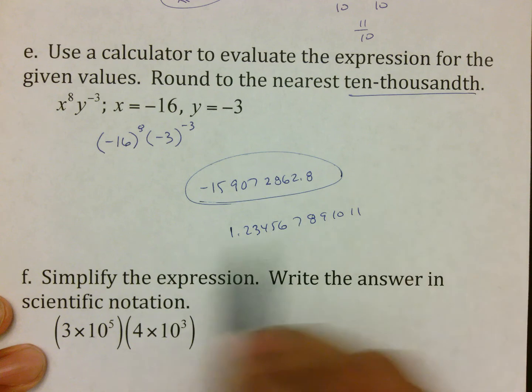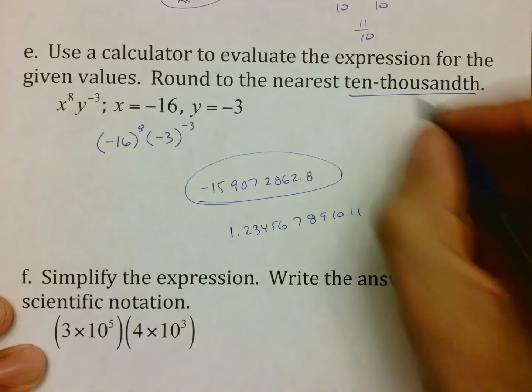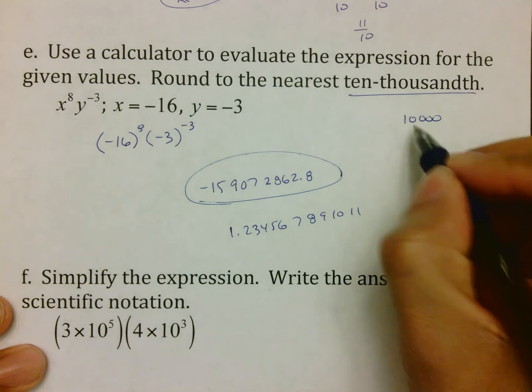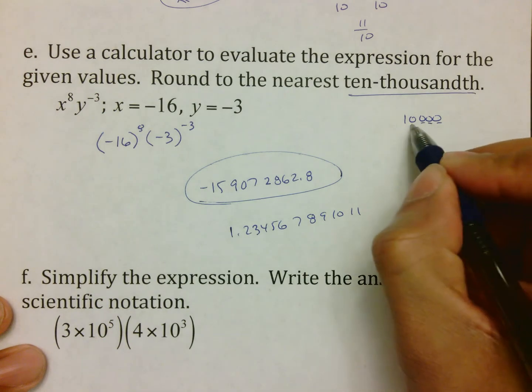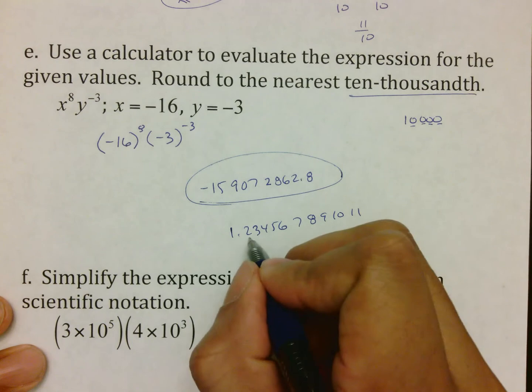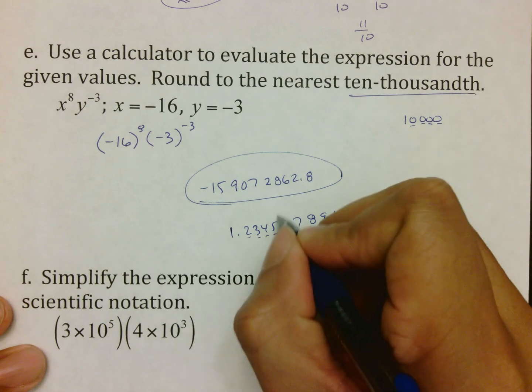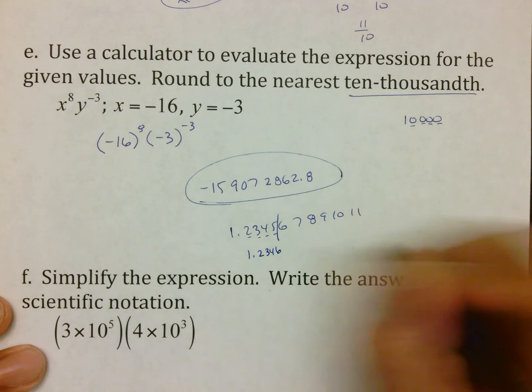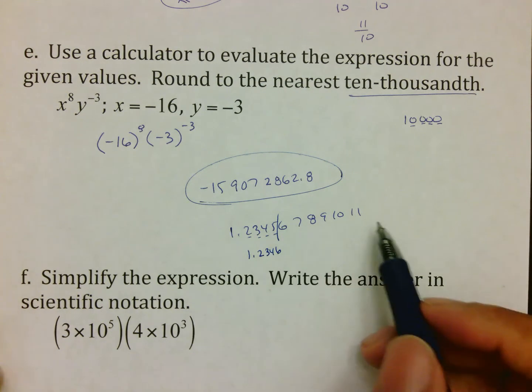The way you find out where it's at is you write the number 10,000, and you count the zeros. 1, 2, 3, 4. And however many zeros there are in that number, that's how many digits you want. So we want 1, 2, 3, 4, which means we would cut off here, and this would be 1.2346, because remember the 6 would bump that number up.